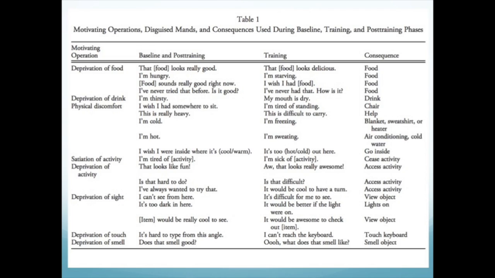Each time 2 new disguised mands were added to the rotation, the first trial during which they were presented was considered a test for generalization across stimuli, and responses to these trials were graphed on a separate data path labeled first trial probes.